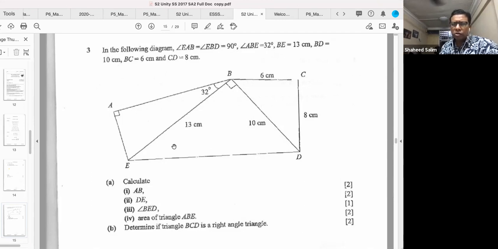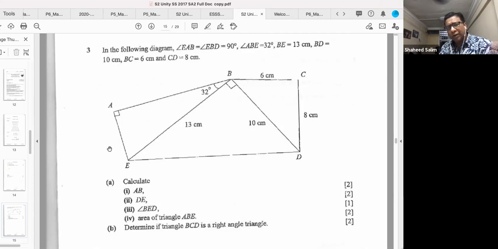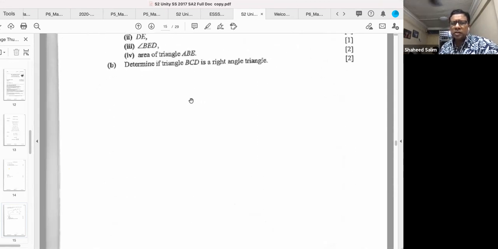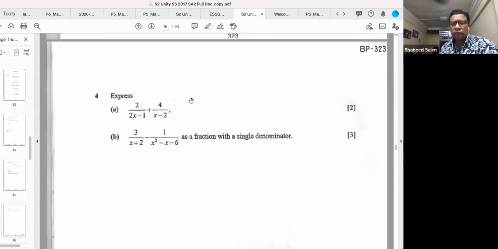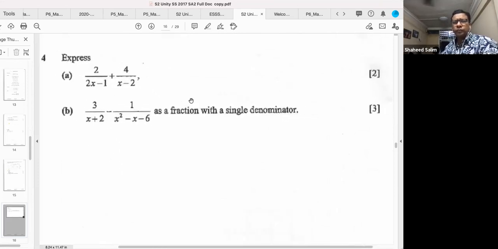I think this is not in the syllabus. First one, you want to find AB. Okay, you need to have this one. We don't have this one. So we cannot do it, because they're using trigonometry. That's what you learn in Sec 3. You try this one.